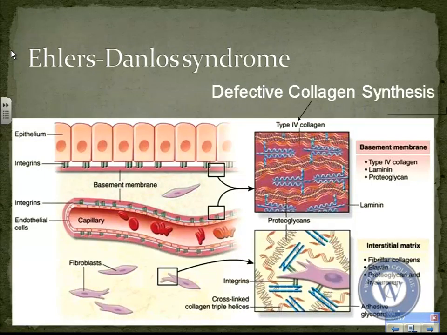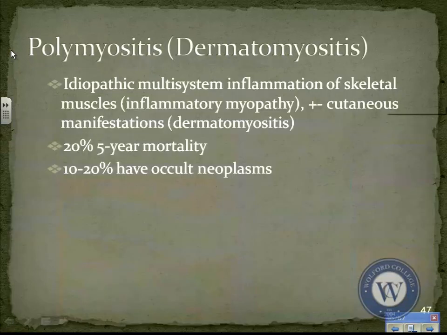It's basically defective collagen synthesis. Then you have what's called polymyositis, which means that you have multiple inflammations of the muscles. Idiopathic multisystem inflammation of skeletal muscle and cutaneous manifestations. It's an inflammatory condition, which is why it's "itis". It has about a 5-year mortality rate. It's sometimes also associated with occult neoplasms as well.